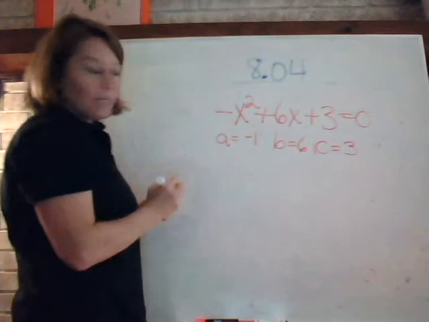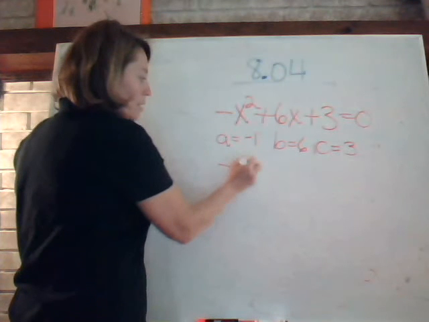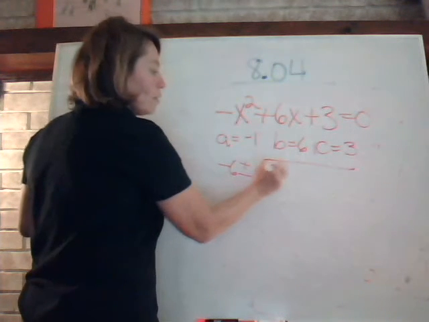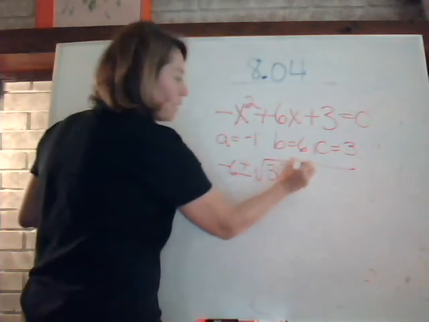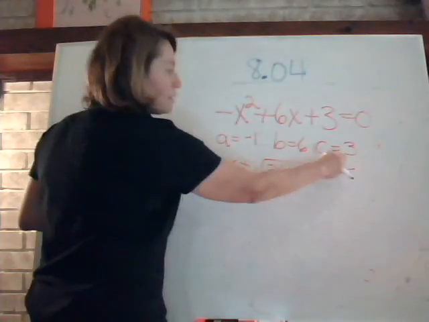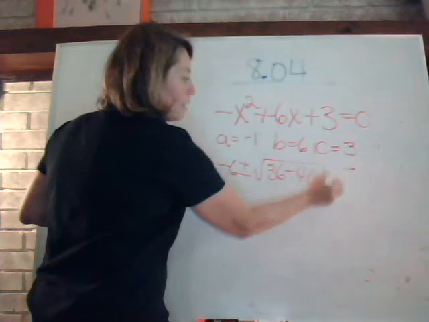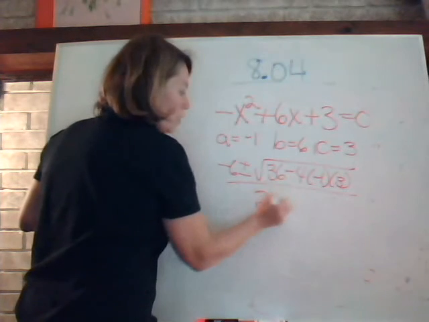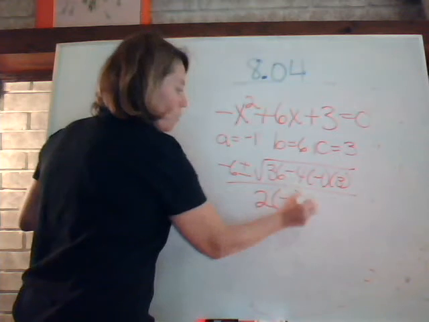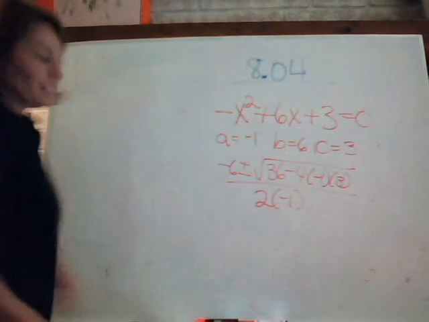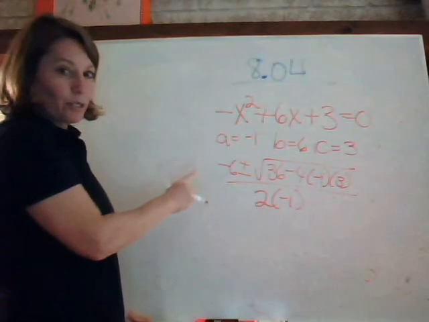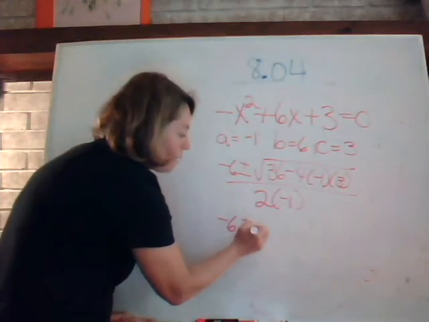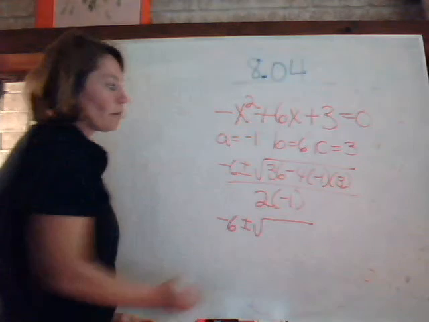Negative b is the opposite of 6, plus or minus the square root of b squared, which is 36, minus 4ac, over 2a. Whew. Okay, there's my substitution. And you could stop this at any point and try it on your own and just check it. So I'm going to get negative 6 plus or minus. Now let's clean up the square root.